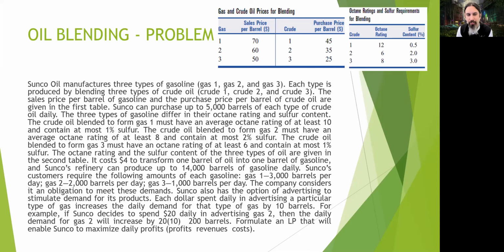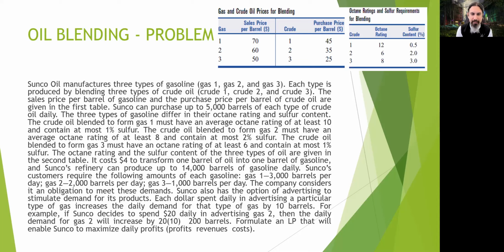The octane rating and the sulfur content of the 3 types of oil are given in the second table. It costs $4 to transform 1 barrel of oil into 1 barrel of gasoline. So we have a production cost here as well. And Sanco's refinery can produce up to 14,000 barrels of gasoline daily. So we are getting crude oil and turning it into gasoline, but we can do at most 14,000 barrels per day. Sanco's customers require the following amounts of each gasoline. Gas 1 is 3,000 barrels, gas 2 is 2,000 barrels, and gas 3 is 1,000 barrels per day. The company considers it an obligation to meet these demands. So we have to meet the demands. We cannot just fall short of it.